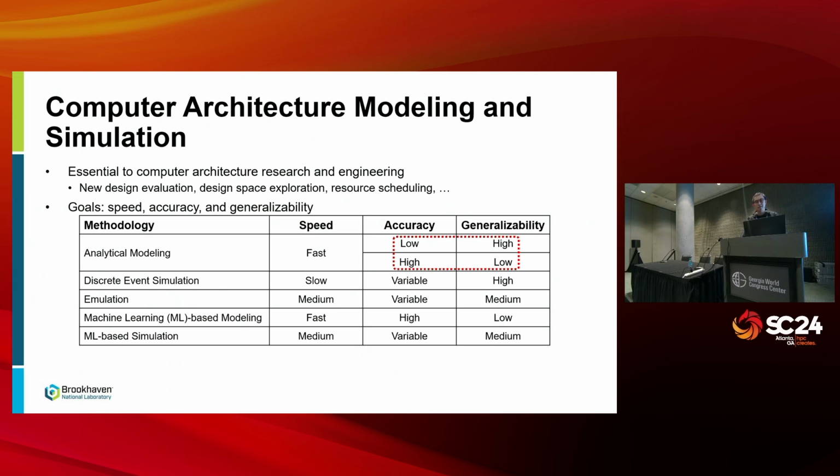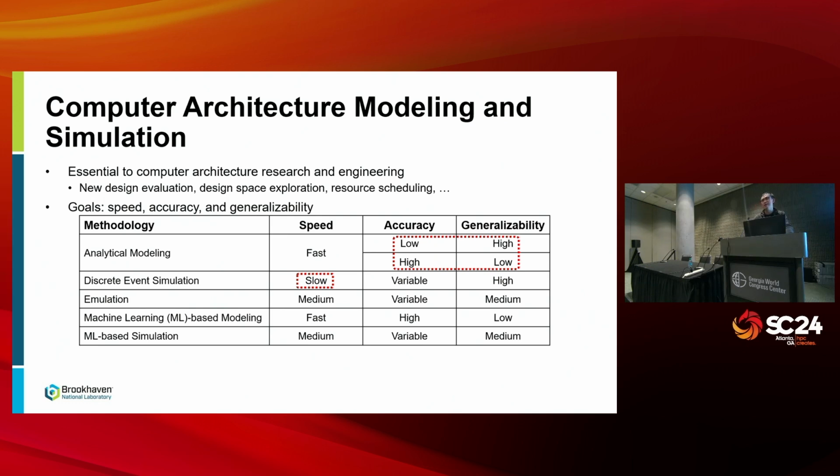Then we have discrete event simulators. A good simulator is usually pretty generalizable. You can just change different configurations, and you can simulate many things. But the critical issue of simulators is they are usually very slow. So it's usually impractical to use them to simulate a real-world workload. Then we have emulators, such as using FPGA. They sacrifice some generalizability compared to simulators, but improve speed a little bit.